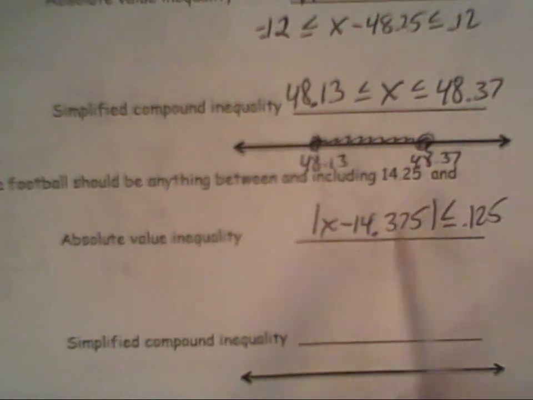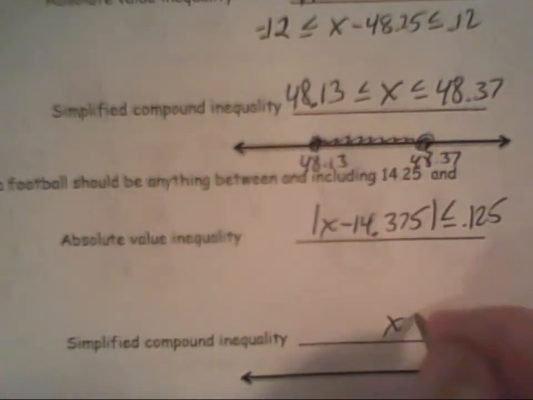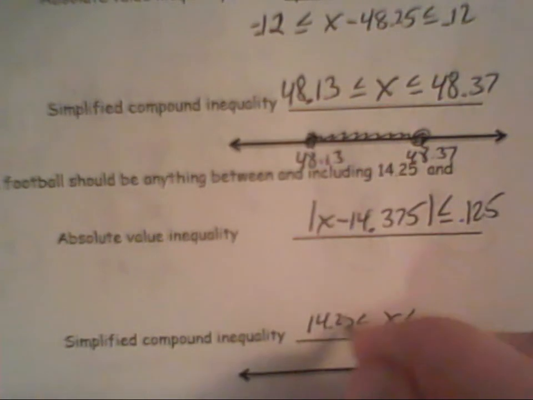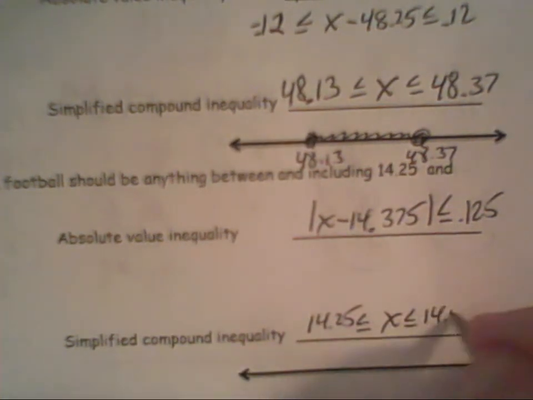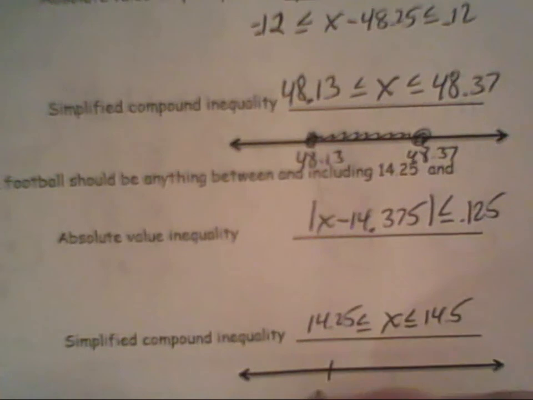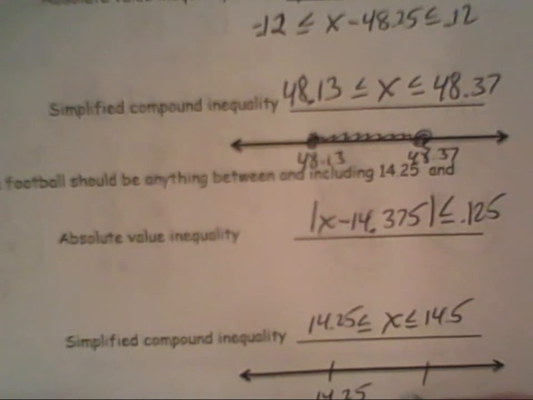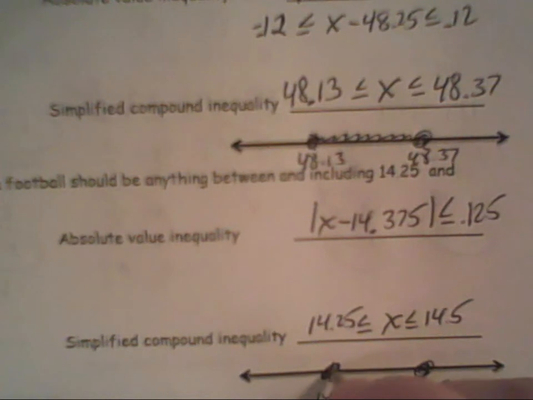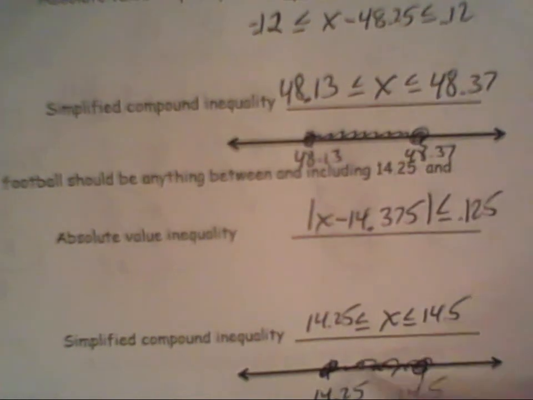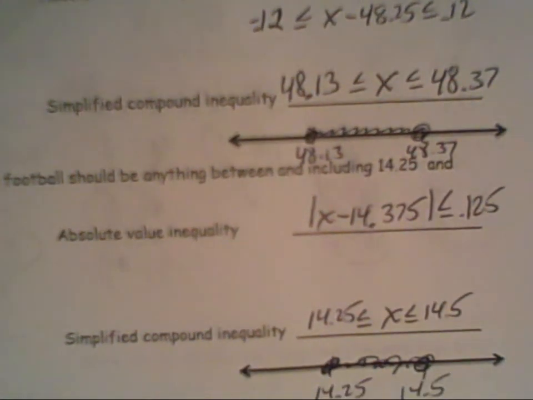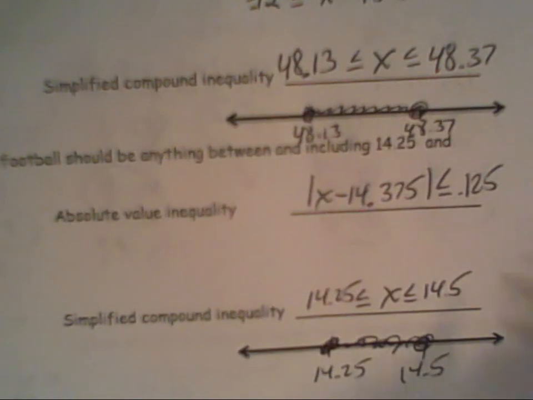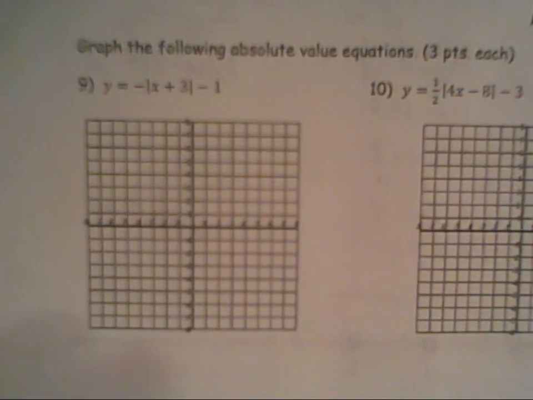And then we probably don't need to solve this like we did the first one. We would just know that the length of a football has to be greater than or equal to 14.25, but less than or equal to 14.5. And on the graph, we'd have 14.25, 14.5. Both would be acceptable, or we would accept anything between them, and it would look like that. Again, 2 points, and 1 point. Then we're going to move on to the graphing parts of our test.